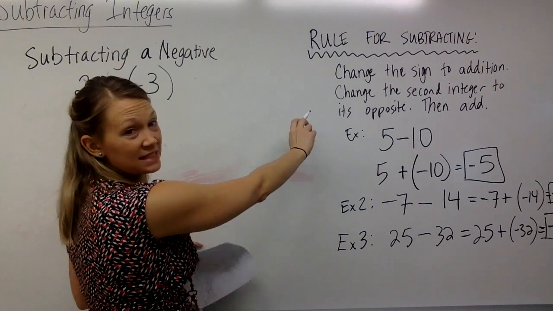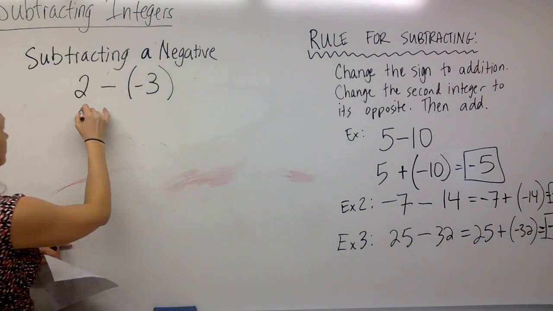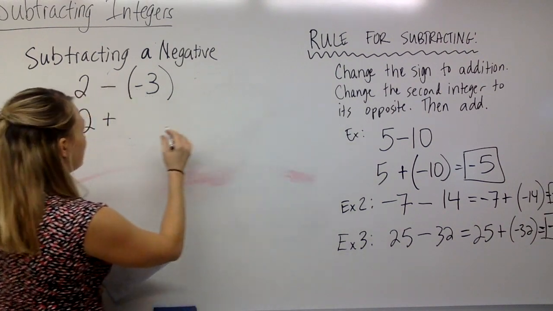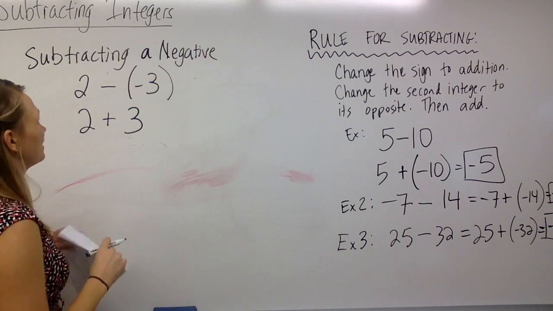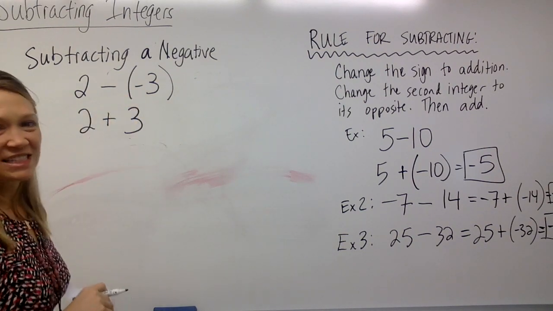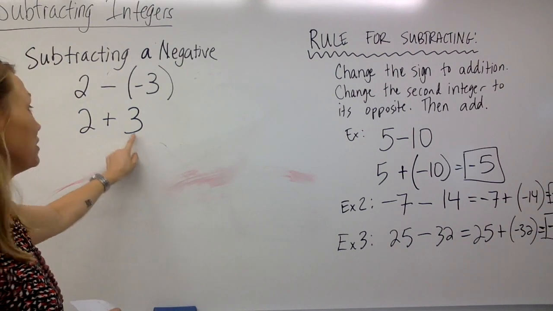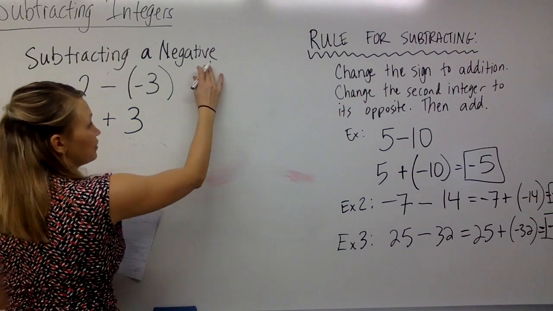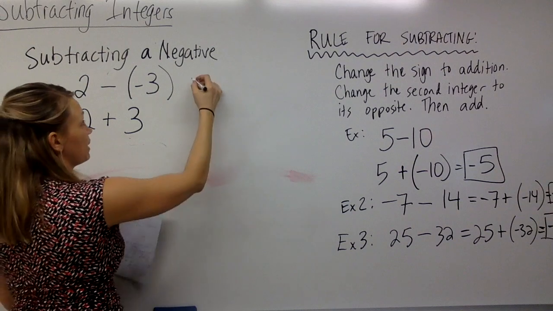Well, if I apply the same rule that I did over here and I change the sign to addition, and I change the second integer to its opposite, so that would be just 3, I find that subtracting a negative is the same thing as adding a positive. Now, this is just following the same rule.